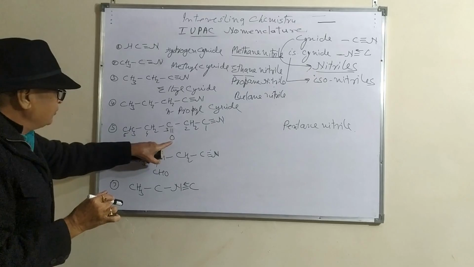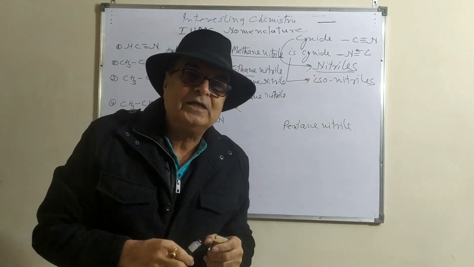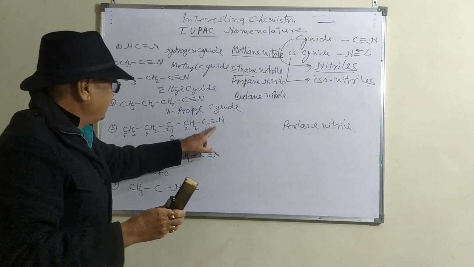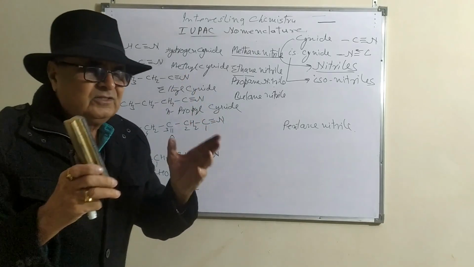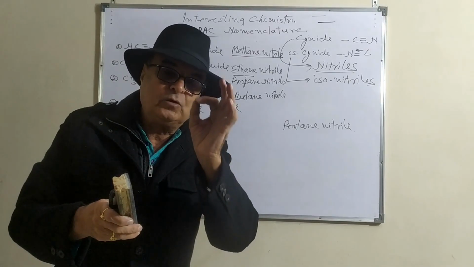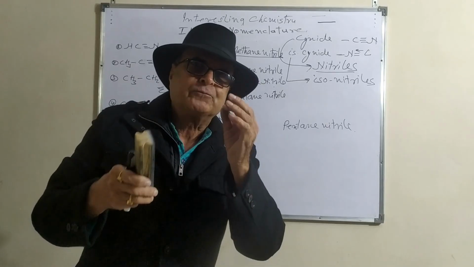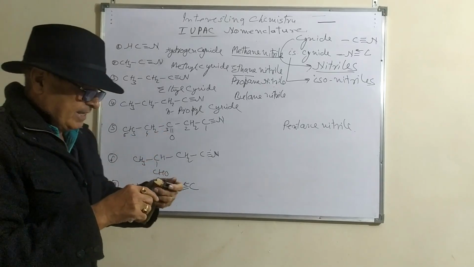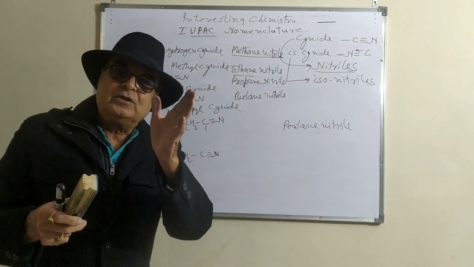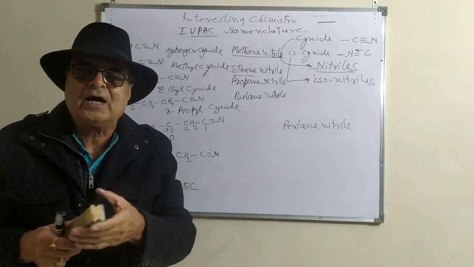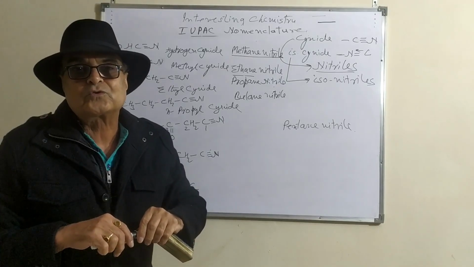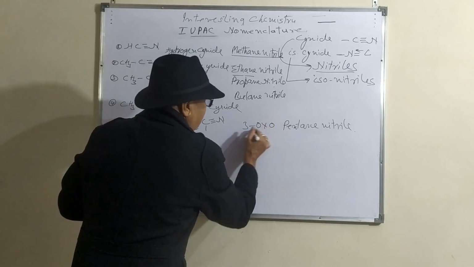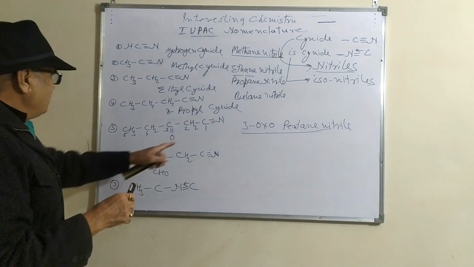And now see, a carbonyl group is present. So the carbonyl group will acquire the position of the prefix. The carbonyl group is junior to the cyanide or nitrile in the seniority list, so it will be located as a prefix. Here this will be 3, as I told you. When the carbonyl group is located as a prefix, the prefix for the carbonyl group is oxo. So you will write here 3-oxo pentane nitrile. 3-oxo pentane nitrile.